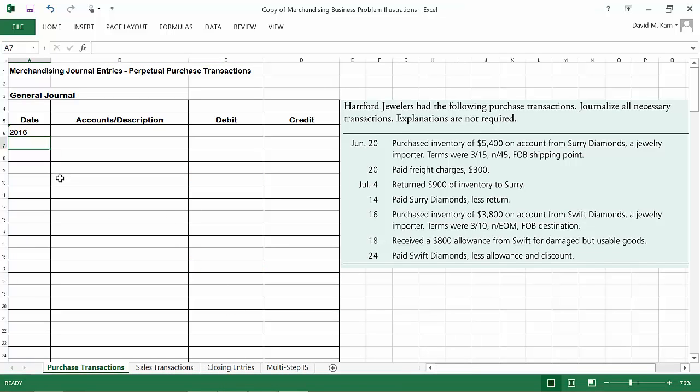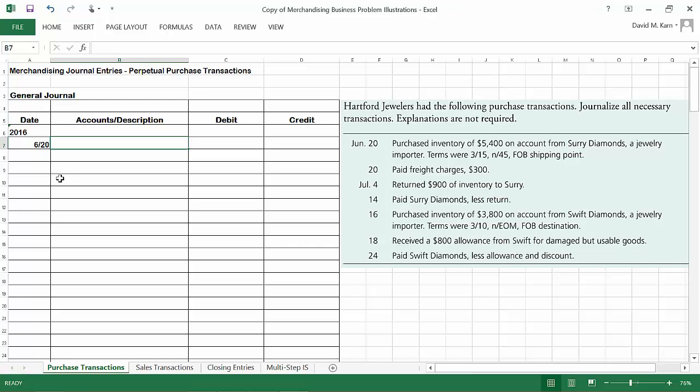We're going to deal with Hartford Jewelers. And they had the following purchase transactions. Journalize all necessary transactions. Explanations are not required. Okay, so on the first 6/20, it looks like we have 2 different journal entries to do on that date. It says that Hartford purchased inventory of $5,400 on account from Surrey Diamonds, a jewelry importer. Terms were $315 net 45 FOB shipping point.